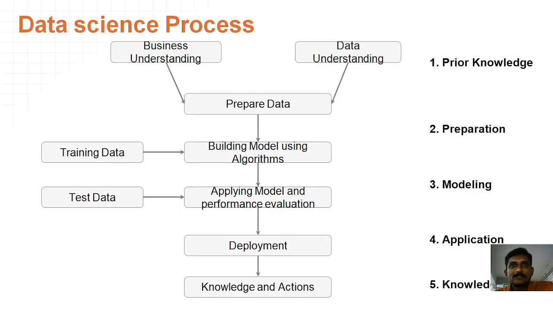The previous diagram is shown in a flow with 5 steps. Prior knowledge, that means the analysis part, and then data preparation, and modeling, that means making the machine learning system train on the previously prepared data, and you are applying it in a real-time situation or your company's concerns. And finally you are getting knowledge.